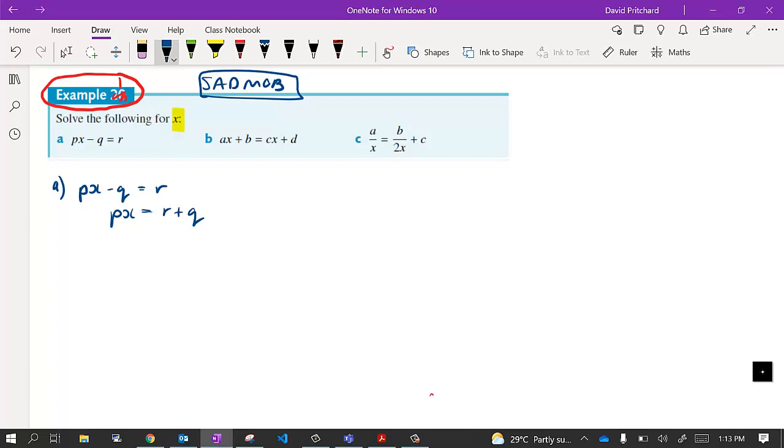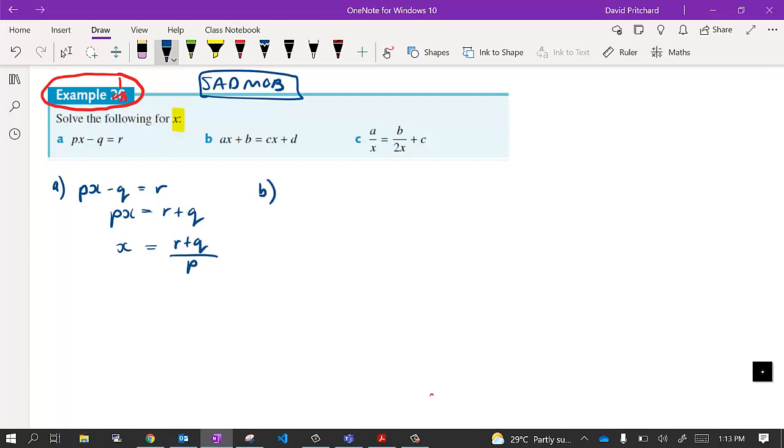Now we've got x is multiplied by p. To get rid of multiply, we want to divide. And so that means we divide both sides by p and we get x equals r plus q divided by p. So the easiest way to represent that is as a fraction.